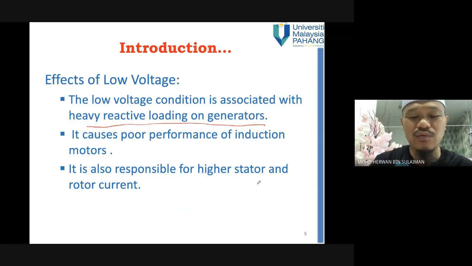So effects of the low voltage, this is the effect when you have the low voltage. The low voltage is associated with the heavy reactive loading on generators. It causes a poor performance of induction motor. It's also responsible for higher stator and rotor current. So this one reflects as well as the performance of the load.